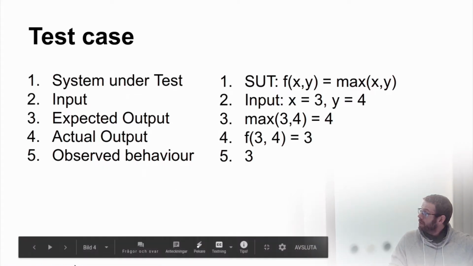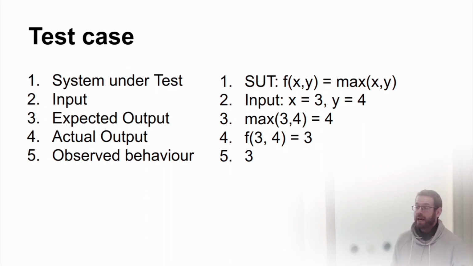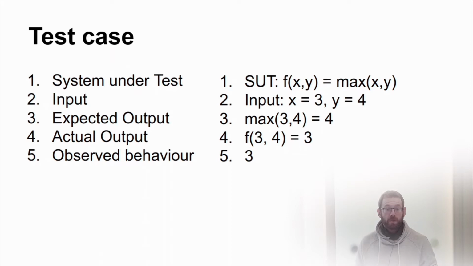So let's talk about test case generation. And just to repeat, these were the different parts that we had for a test case. In order to test something, we need the thing that we're going to test, the system under test. In this case, it's the max function that takes an x and a y as arguments.